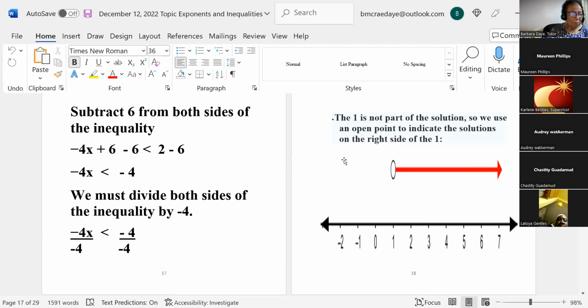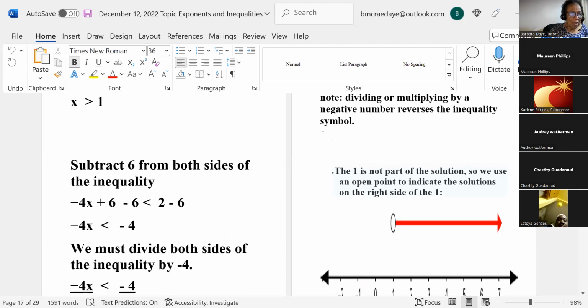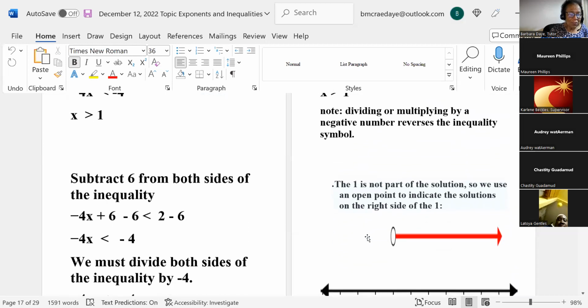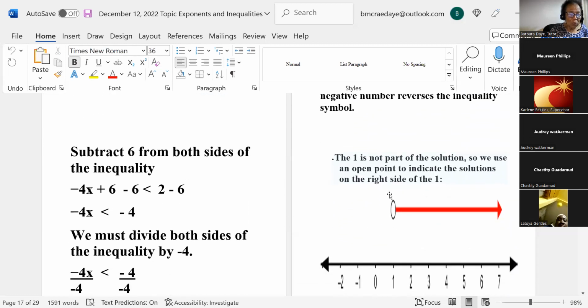Now, so you have here x greater than 1. And if you graph this, this will be open because the 1 is not part of it. It says greater than. So you put the open symbol, and greater than 1 goes from past 1 to whatever on the number line. All these numbers are greater than 1. Got it?